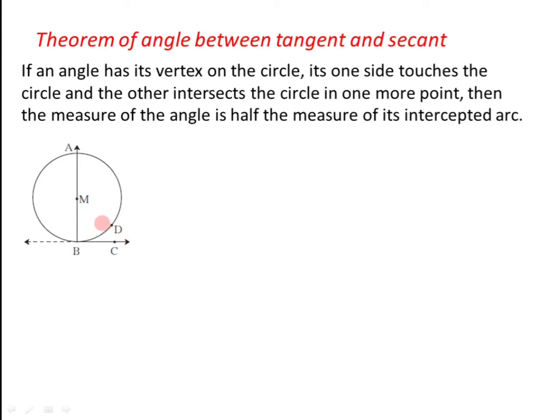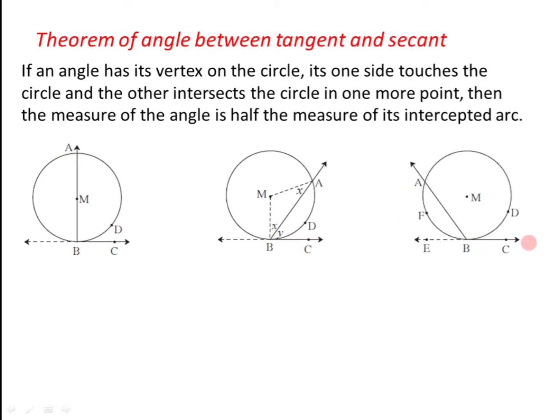We have another possibility: there is a circle given and there is an angle ABC, the first side touches the circle at point B, and this time the second side of angle ABC intersects the circle at point A, which makes an acute angle. So this possibility also can be there, and we have another possibility, where the angle is an obtuse angle.